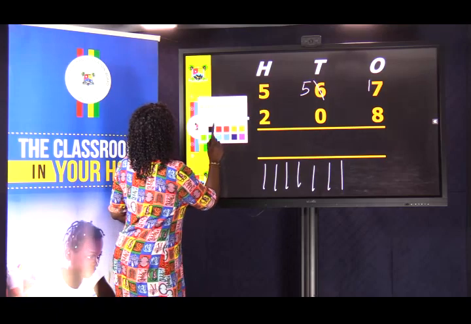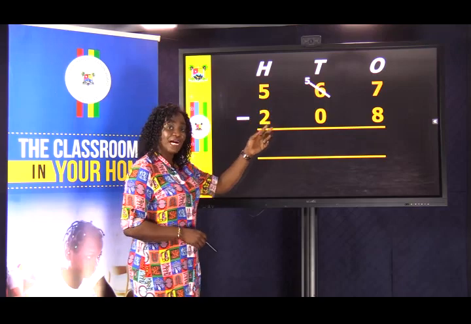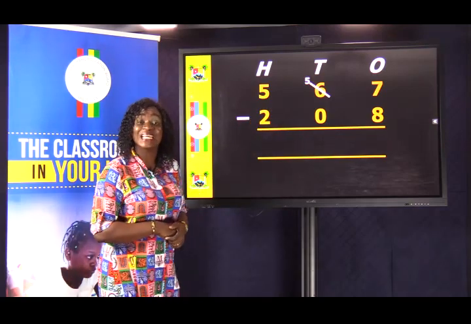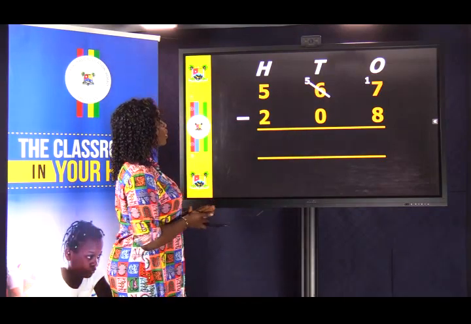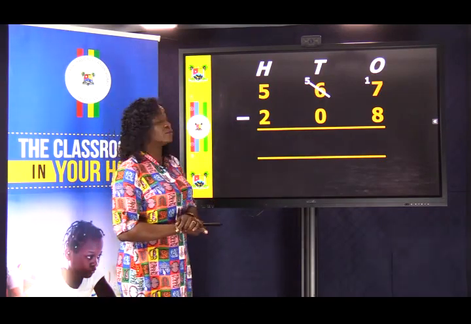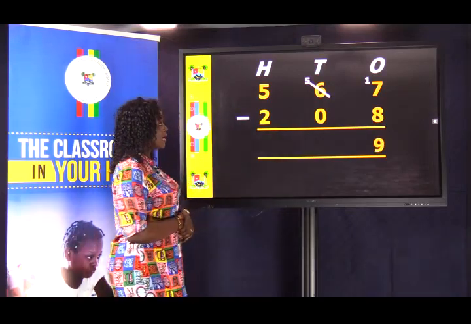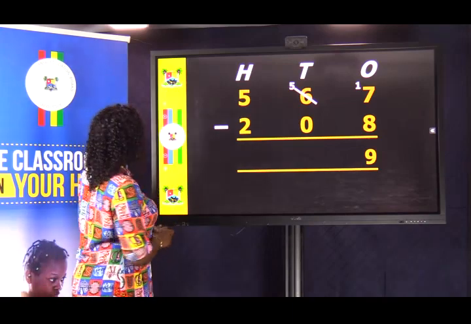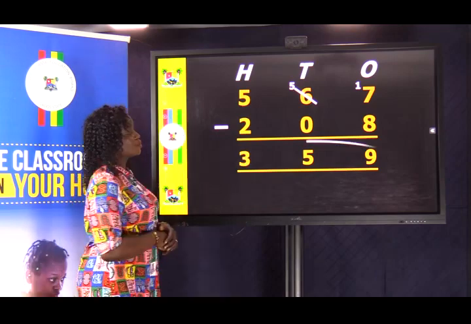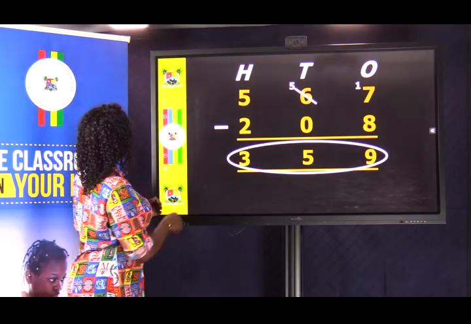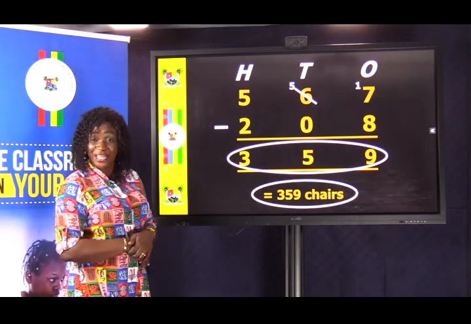Let's see. So we have removed 1 from 6 and we are left with 5. You can see that I wrote my 5 down immediately. So you transport the 1 to the ones column and you write it beside your 7 to make 17. 17 take away 8 is 9. 5 take away 0 is 5. 5 take away 2 is 3. So how many chairs are left? That is 359 chairs.